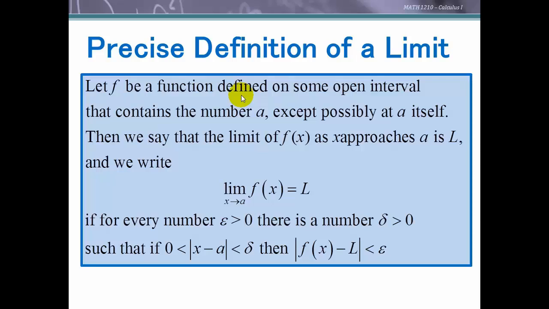So essentially what this is telling us is the limit as x approaches a of f of x equals L means that the distance between f of x and L can be made arbitrarily small by taking the distance from x to a sufficiently small but not 0. So we can get f of x as close as we please to L if L is the limit by taking x close enough but not equaling a.